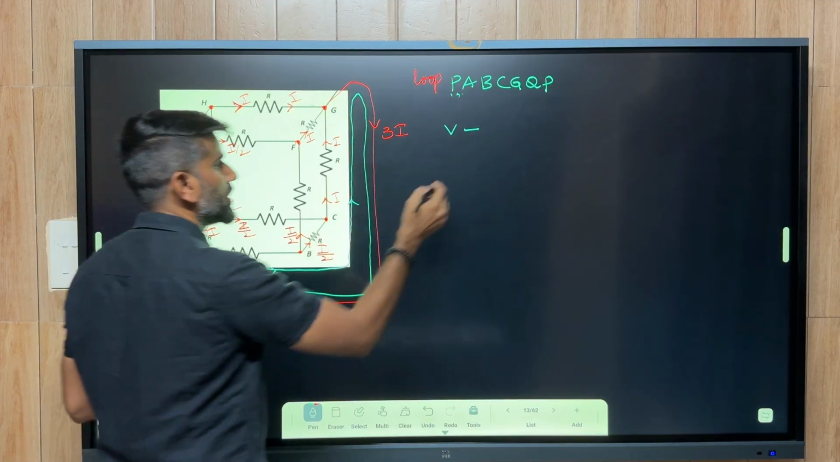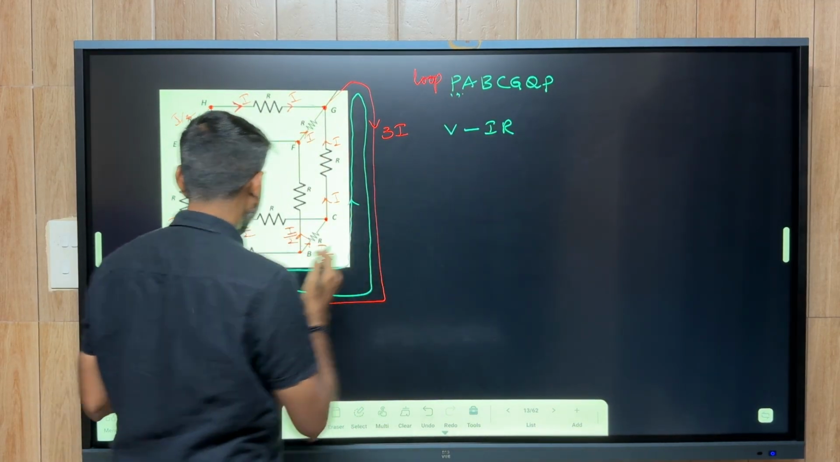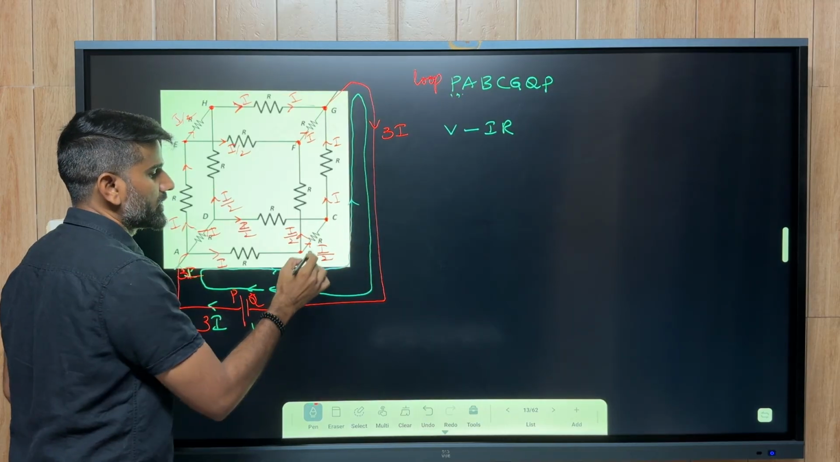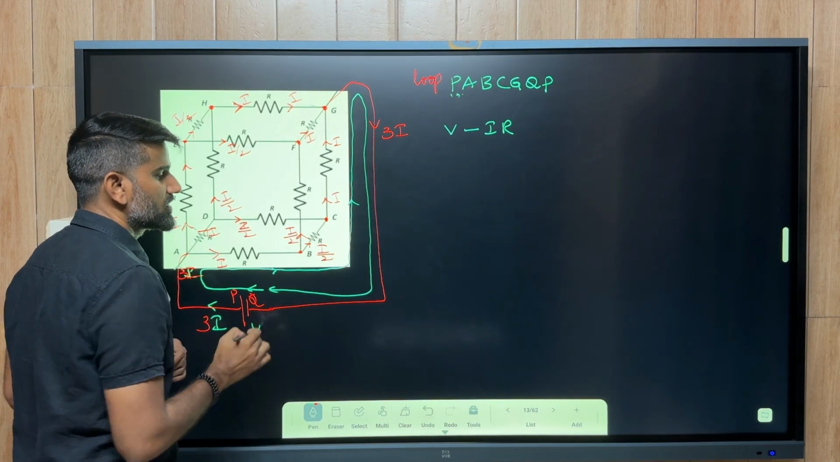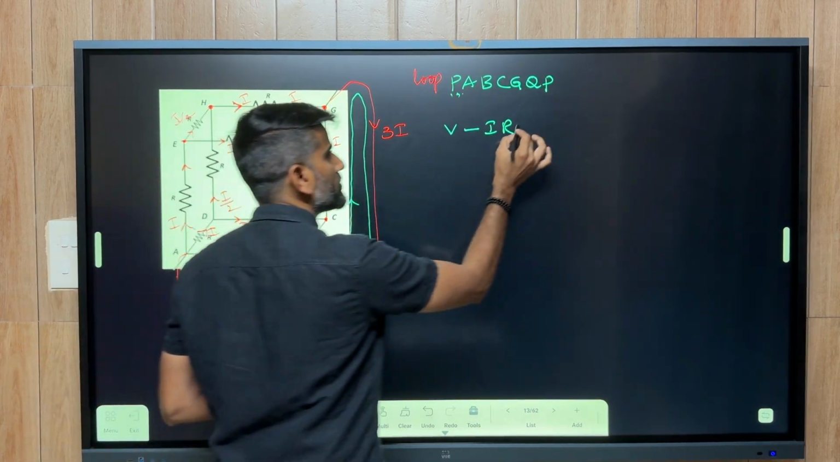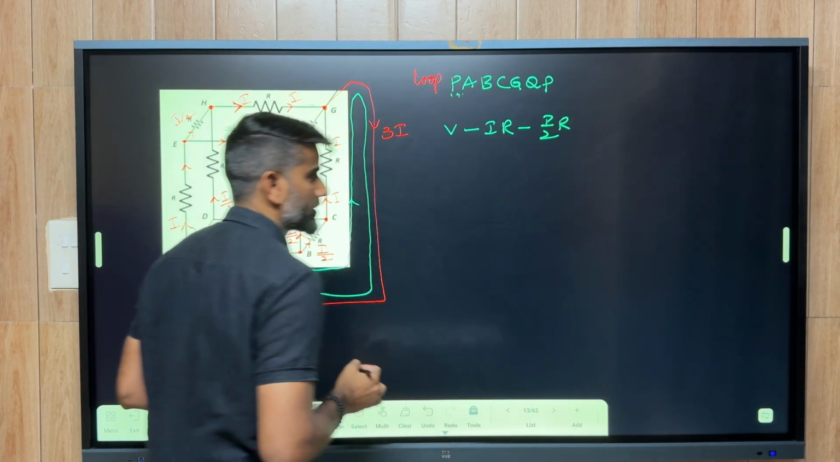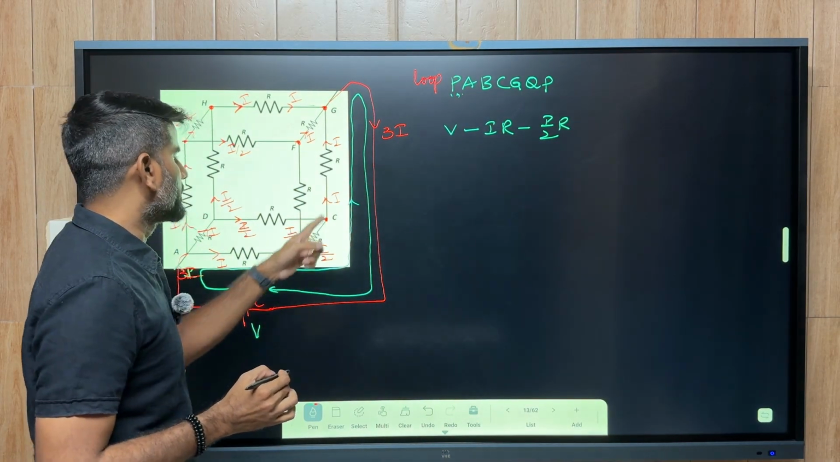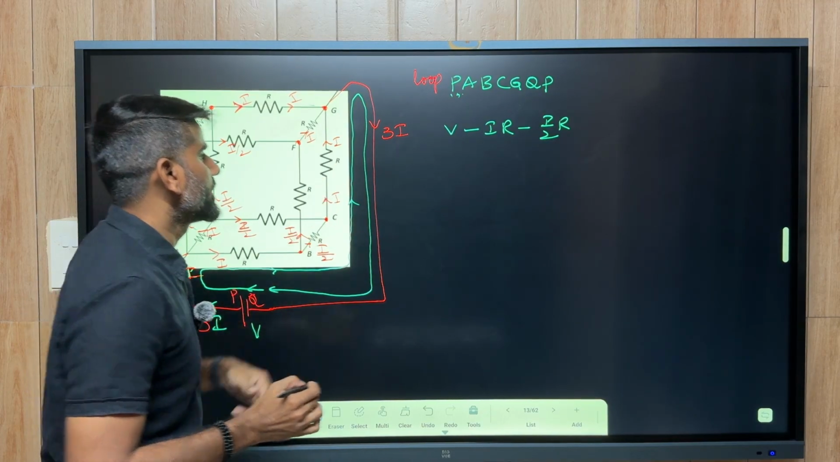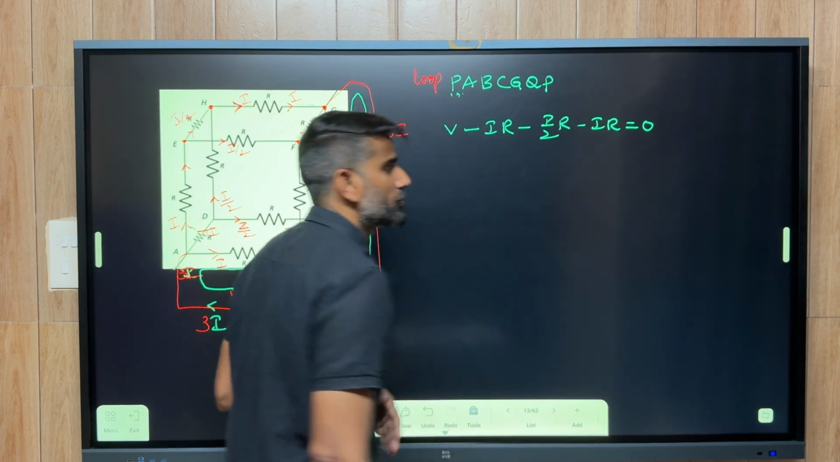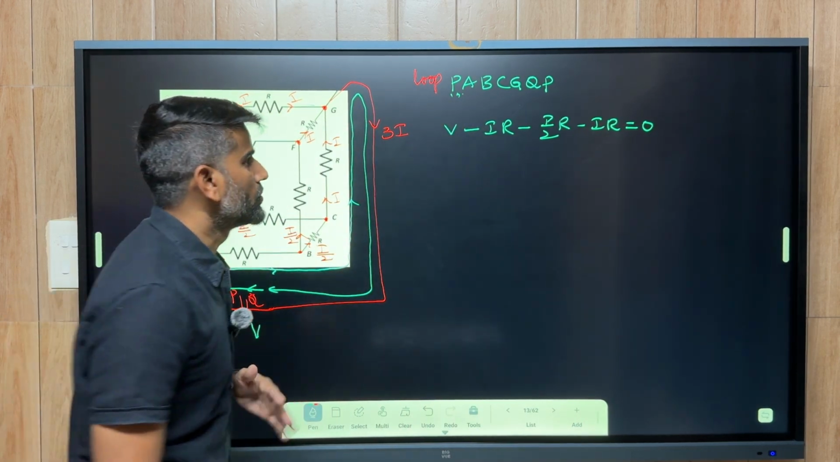I into R is the potential drop across this resistor. Now coming to this resistor, the current is I by 2, resistance is R in the direction of the loop, and again there is a potential drop, I by 2 times R. We have another resistor, which is I and R again, which is IR, is equal to 0.